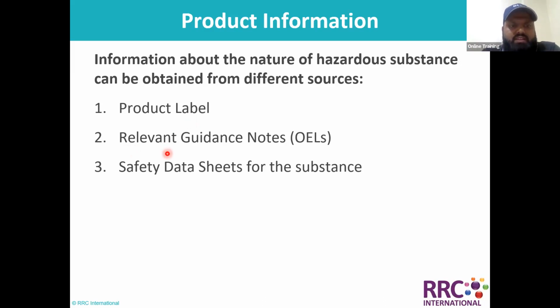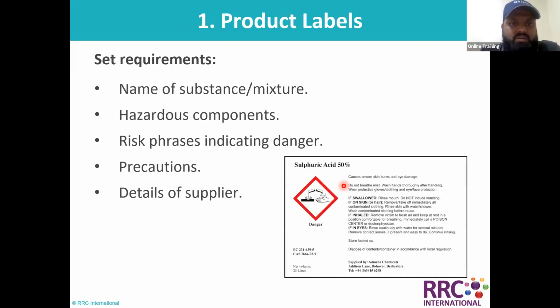The next is relevant guidance notes. For example, occupational exposure limits, which tell us what PEL, STEL, and IDLH are. We'll be learning about them. Then safety data sheets for the substance, which we also call material safety data sheets. We'll be learning about them. Now, what are all these? Let us learn. First of all, the product label. What is a product label? In the product label, we will know... a product label would be like this.